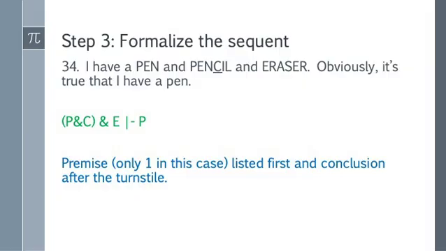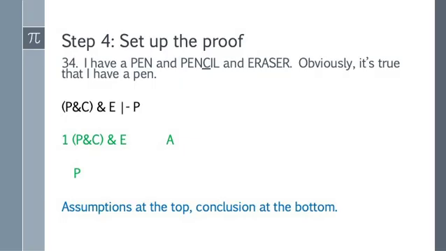Now, taking the language that you coded, putting it into the sequent form. In this case, we only have one premise, and that goes before the turnstile, right? P and C and E. And then the conclusion that you found earlier is just P, and that will be put after the turnstile. From your sequent, you set up your proof. So that's the next step. In this case, we only have one premise, and then we have one conclusion.